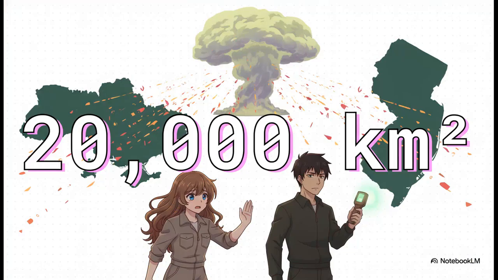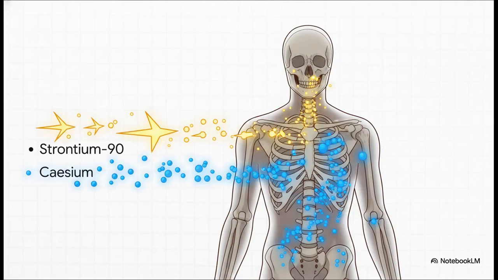To get a sense of the scale here, let's just look at the Chernobyl disaster in 1986. Now, it wasn't a bomb, but that explosion released a massive amount of radioactive material. The fallout contaminated over 20,000 square kilometers of land in Ukraine and Belarus alone. That is an area almost the size of the state of New Jersey. And this contamination wasn't just some generic radiation. No, it was this nasty cocktail of specific, really dangerous elements.